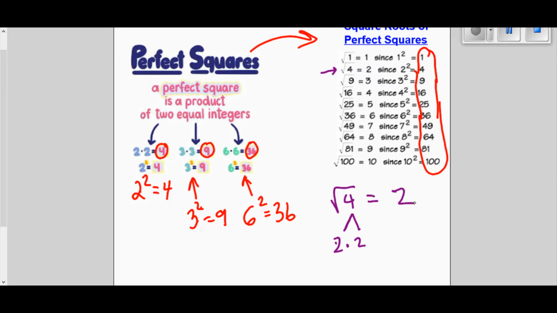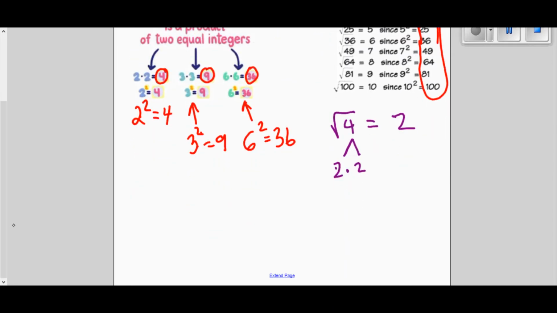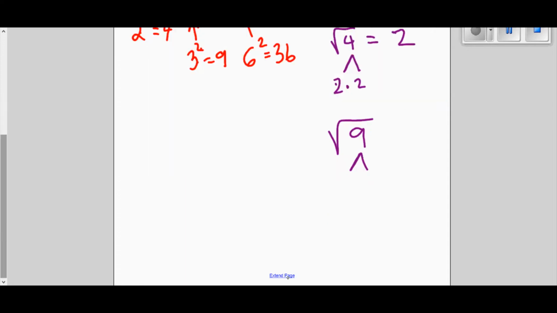So really when you're taking the square root, it's asking you what number are you multiplying by itself. So here when I take the square root of 4, I get 2 because I'm multiplying 2 by itself to get 4. Let me show you the square root of 9. The square root of 9 can be broken up as 3 times 3. In other words, if I multiply 3 by itself, I get 9. So the square root of 9 is 3 because that's the number I multiply by itself to get 9.